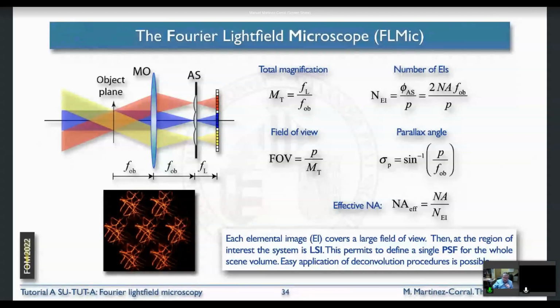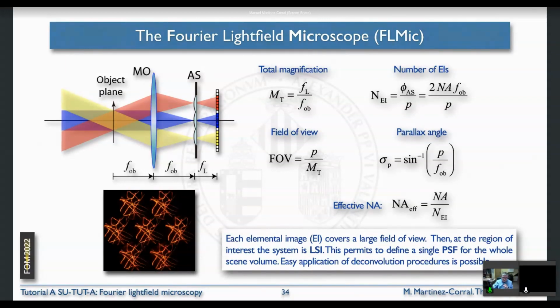You can see that, in fact, any of these elemental images are being collected with a numerical aperture that is smaller than the native one. So the effective numerical aperture with which the elemental images are collected is the result of dividing the original numerical aperture by the number of elemental images that you are collecting along a line. And the good thing is that any of these elemental images in the region of interest is linear and shift invariant.